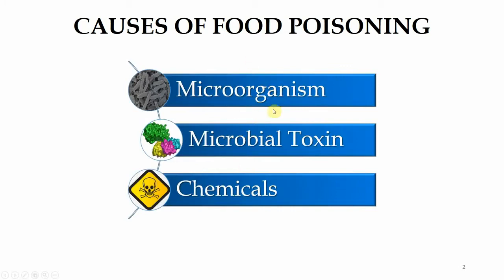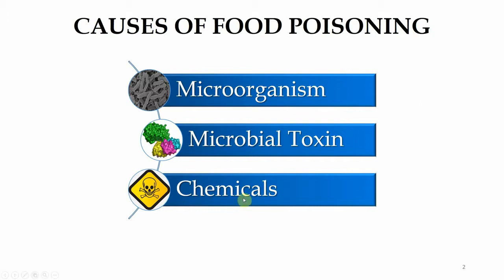For the first group, microorganisms, they are tiny living organisms that can cause illness if they grow in large numbers. Second, microbial toxin. Certain microorganisms will release toxins that are resistant to heat. These heat-resistant toxins will not be removed under normal cooking conditions. Thus, consumers will still experience food poisoning after eating contaminated cooked food.